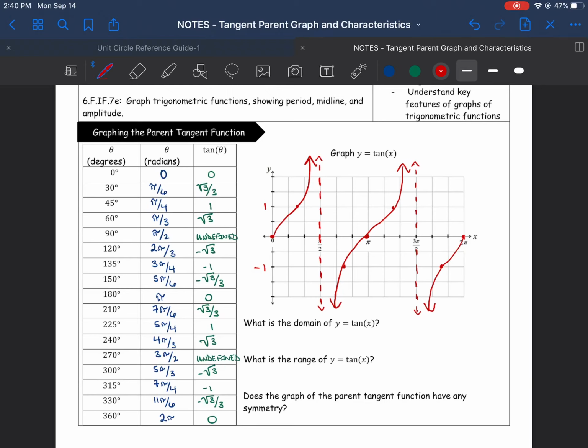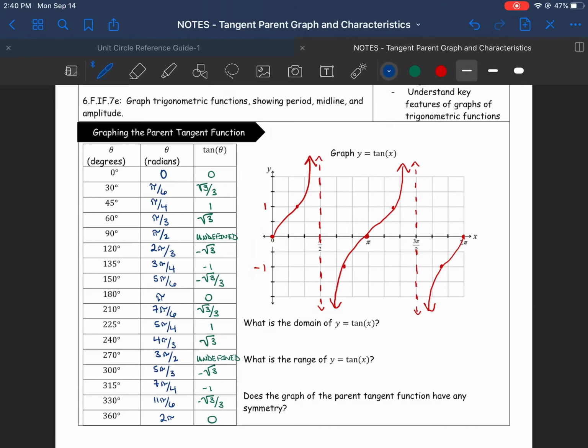Let's go ahead and talk about the domain of y equals tangent of x, the parent function for tangent. So for our graph here, we know that pi over 2 and 3 pi over 2 have undefined tangent values. And we also know that if we continue to add pi, so pi over 2 plus pi gives us 3 pi over 2. If we added pi again, we'd get 5 pi over 2, and that would be undefined. If we added pi again, we'd get 7 pi over 2. So it's looking like odd multiples of pi over 2 are giving us problems in the domain, but everywhere else in the domain is fair game.